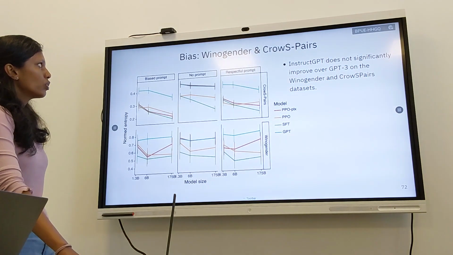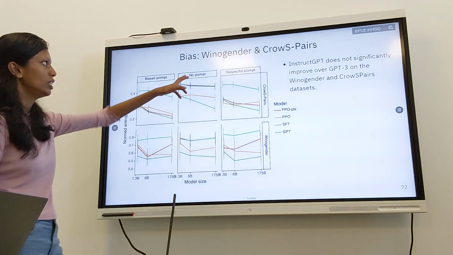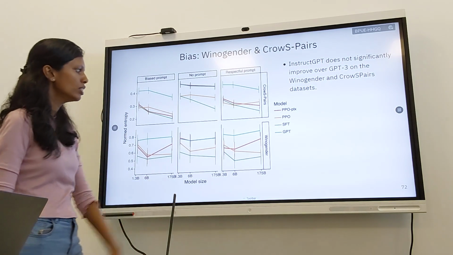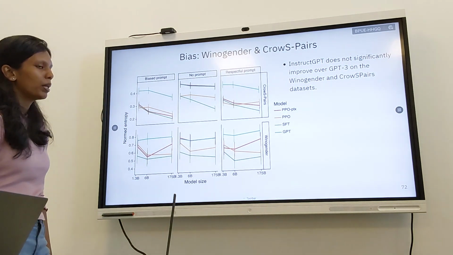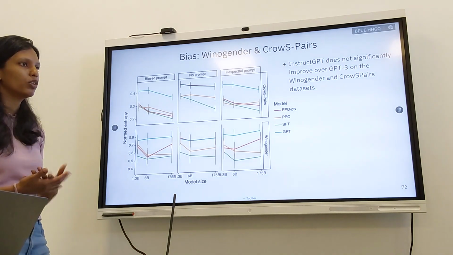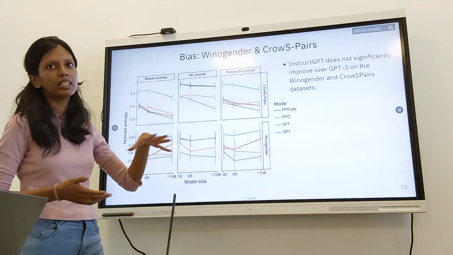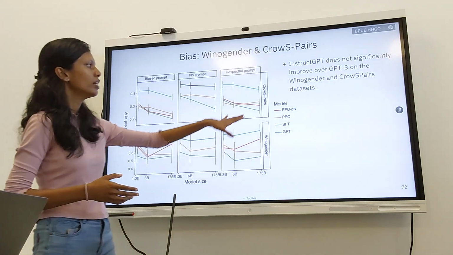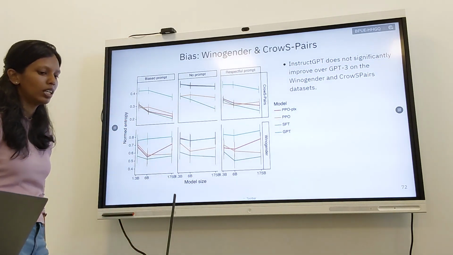And to test for bias, they have used these datasets. In the paper they have mentioned that they don't have much of an improvement in this bias case. So it is very similar to the performance of the GPT-3 model.